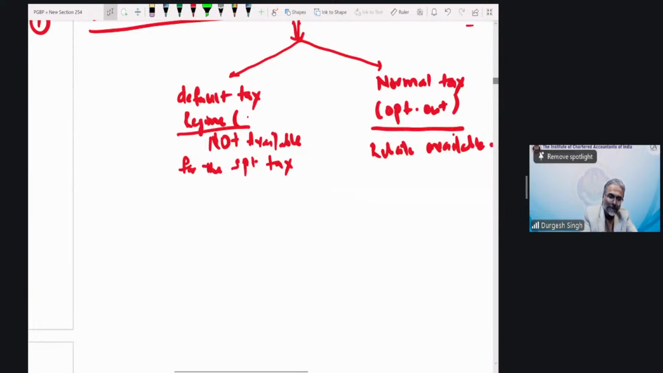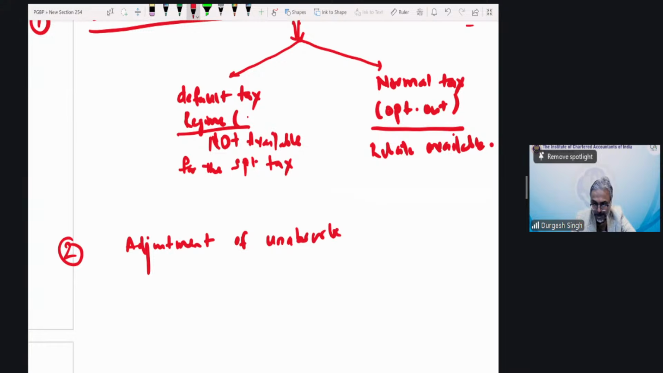The second part, students, is about the adjustment of unabsorbed basic exemption limit.